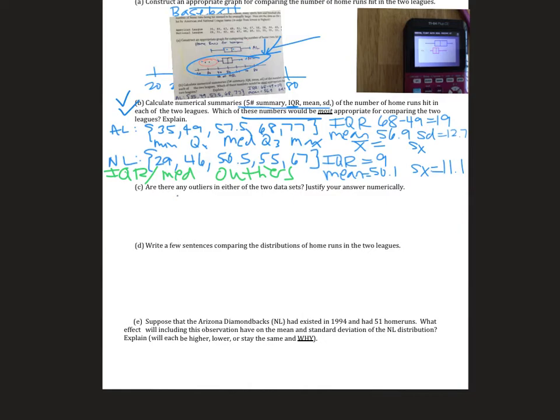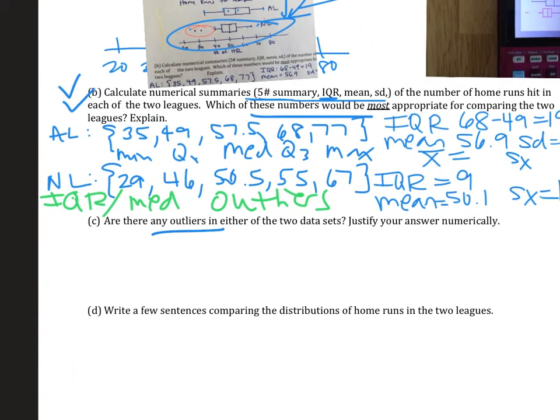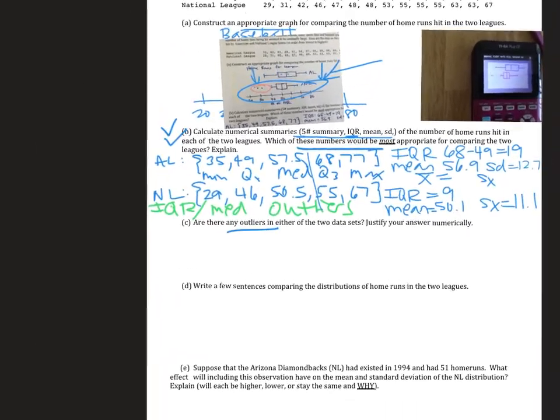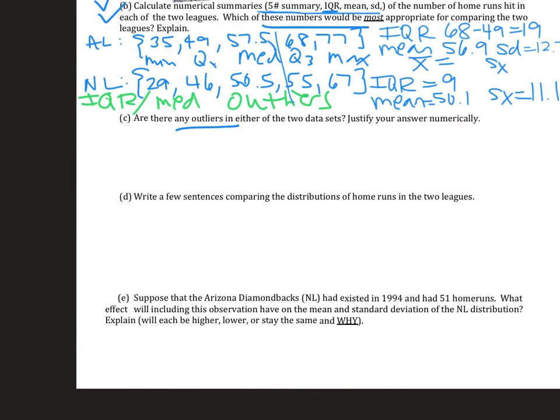Now, the next question is, are there any outliers? Well, in our graph, we can definitely see that there are outliers only for the National League. So we just need to check for National League. So yes, there are, but then it says to justify numerically, not graphically. I can't say, oh, they're on the graph. So we need to find out the IQR. So yes for the National League only.